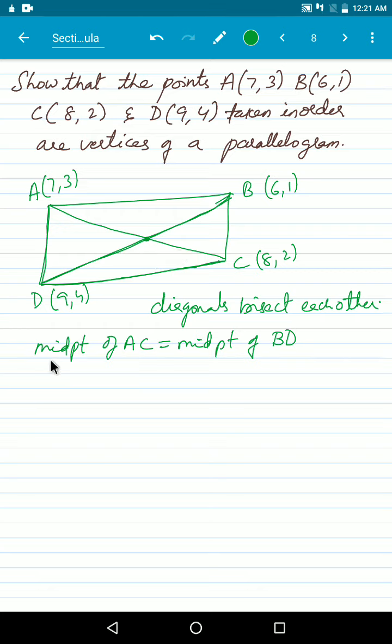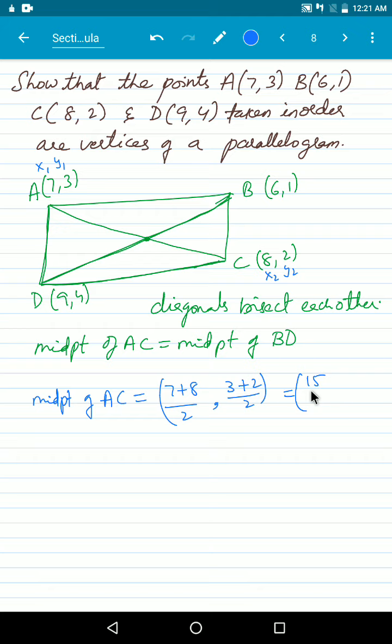Let us check. Let us first find the midpoint of AC. To find the midpoint of AC, let us take this as x1 y1, and this as x2 y2. Midpoint of AC, what was the formula? x1 plus x2 by 2. So 7 plus 8 by 2, comma y1 plus y2 by 2, 3 plus 2 by 2. So this is equal to 15 by 2 comma 5 by 2.